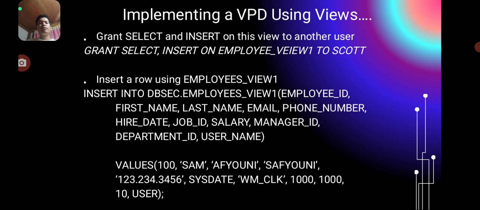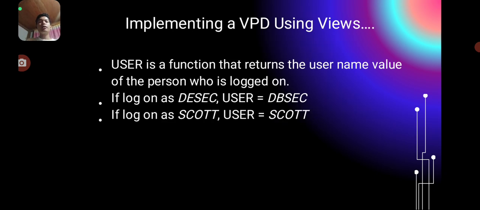Then next, user is a function that returns the username value of the person who is logged on. If logged on as dsec, user equals dvsec. If you log in, the combination of the dsec user is what we call dvsec. If the logon is the scott user, the equivalent is only scott. Next.